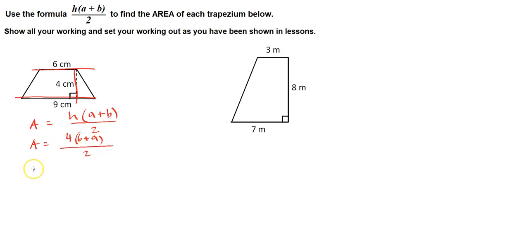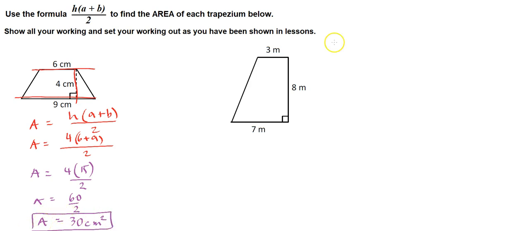So let's tidy it up. It is getting a bit cramped in there. So 4 times 6 plus 9 is 15, divided by 2. So area equals 4 times 15 is 60, divided by 2. So the area equals 30. 60 divided by 2 is 30 centimeters. It's area, so square them.